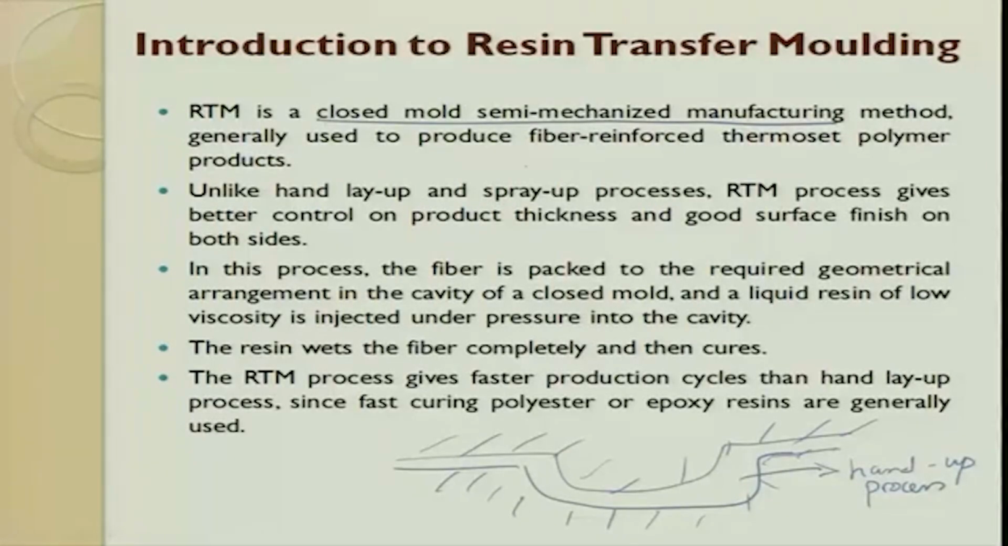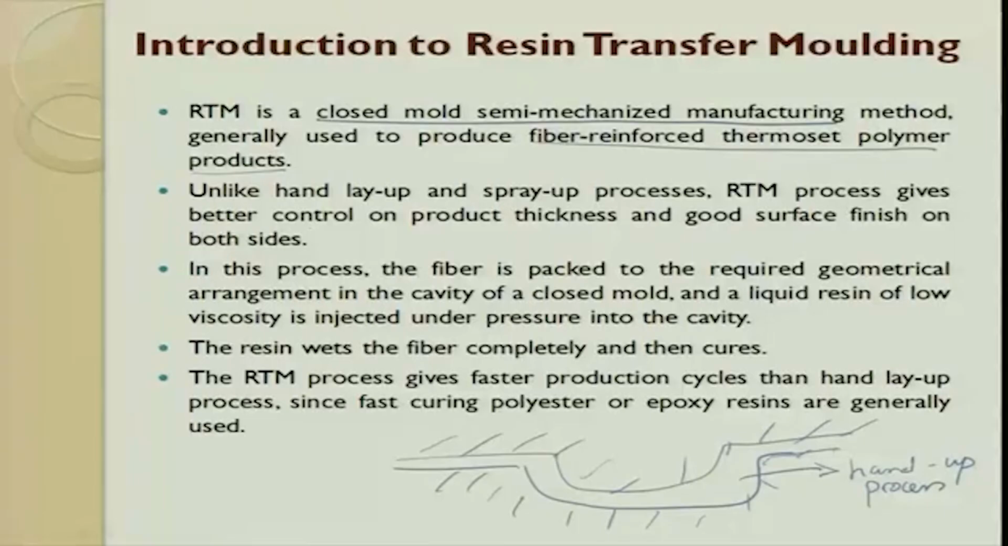generally used to produce fiber reinforced thermoset resin. I have said thermoset liquid form. So, liquid can easily flow inside the mold. So, that is what it is. So, unlike hand layup and spray type, what is spray type? We chopped the fiber and we mixed the fiber along with the resin and we used something like a gun to spray on the open mold process.